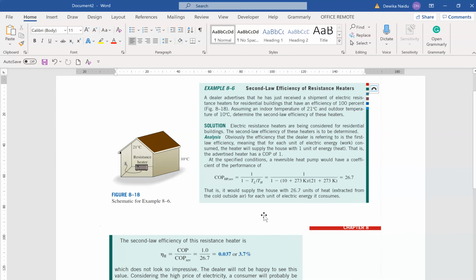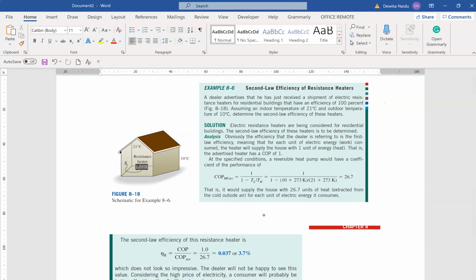A dealer advertises that he has received a shipment of electrical resistance heaters for residential buildings that have an efficiency of 100%. Wow, so perfect. Assuming the indoor temperature is 21 and the outdoor is 10, determine the second law efficiency. So this is a heater, so we use the COP, the coefficient of performance of a heat pump. For reversible, it will be 1 over 1 minus TL over TH. So what do you get?